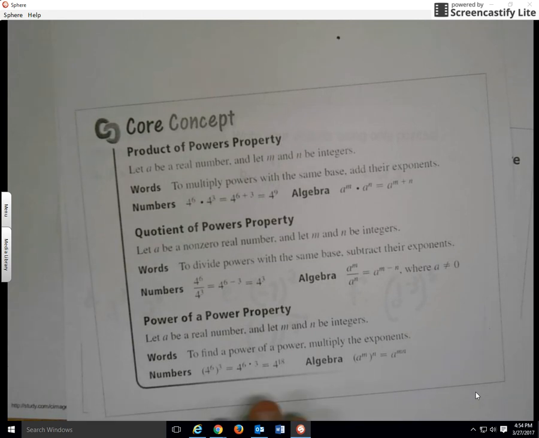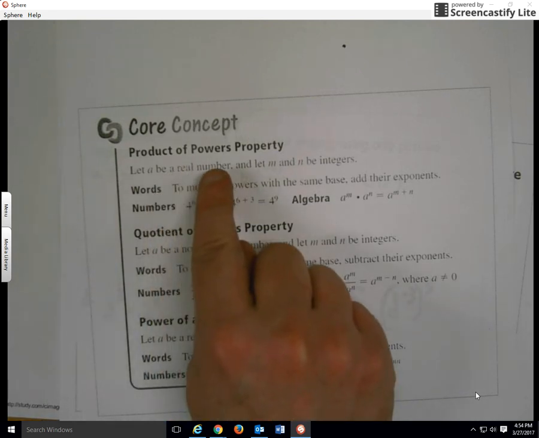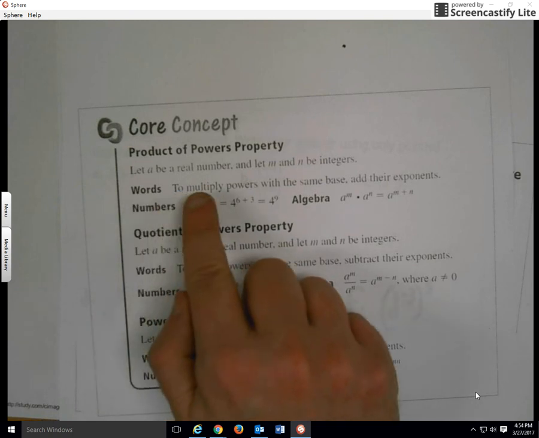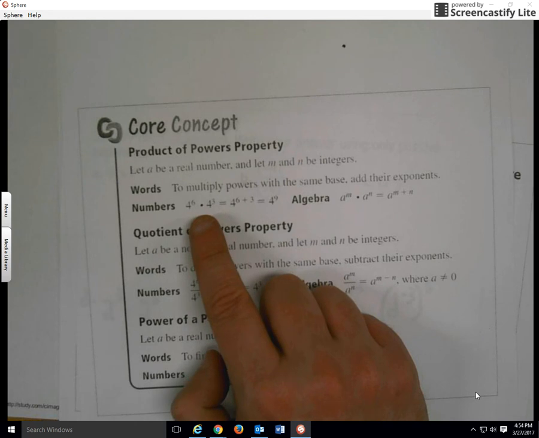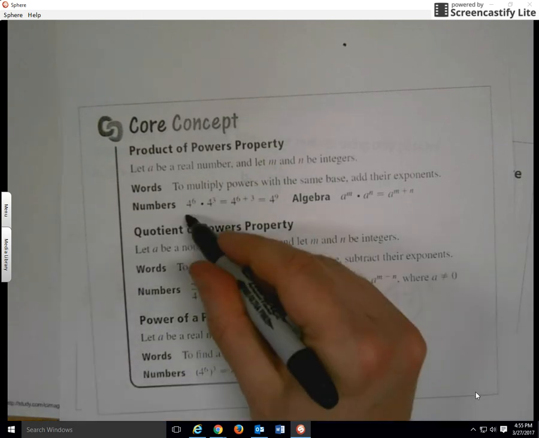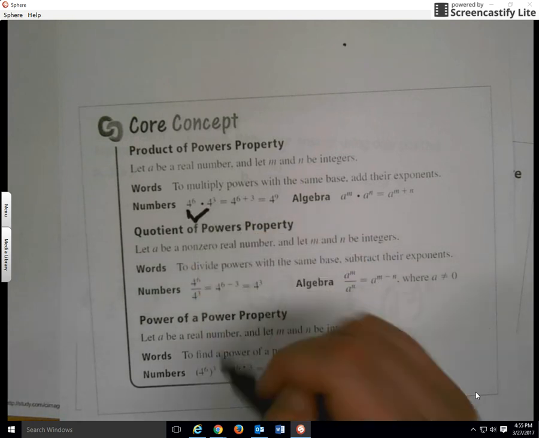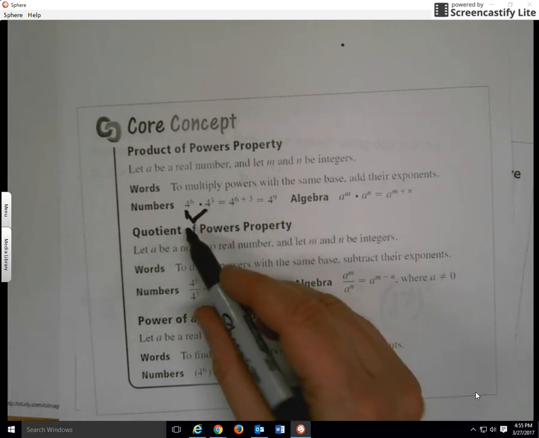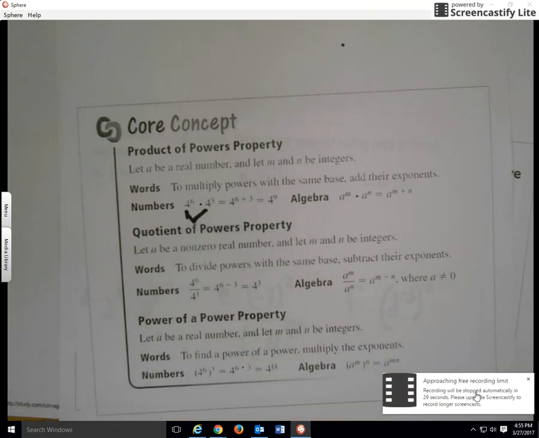Okay, so we can keep going here. There's a couple other properties of exponents here. The product of powers property: let a be a real number and let m and n be integers. To multiply powers with the same base, add their exponents. So in this case, notice that they have the same base number, 4. But what's different is the exponents. How do you multiply these when they have the same base? It's so easy, you just add. If they have the same base number, you just add them.